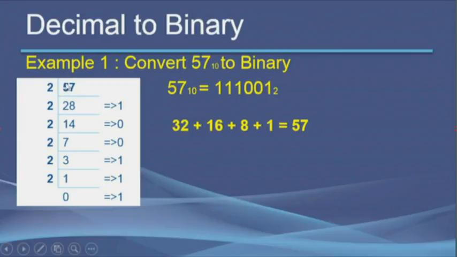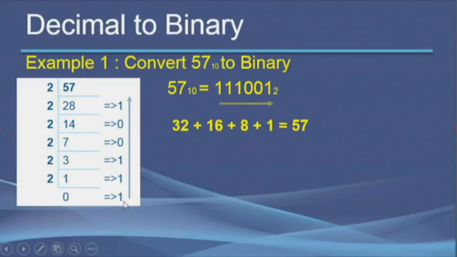You can see 57 divided by 2 is 28, with the remainder 1. Then we divide 28 again by 2, which gives 14, with no remainder, which means 0. Likewise, we divide the number until we get 0, and in each step we write down the remainder. Then you can see in the last step, 1 divided by 2 is 0 and the remainder is 1.